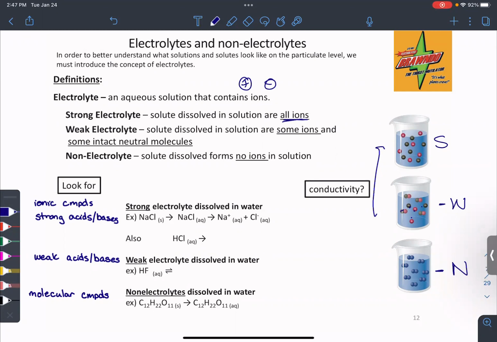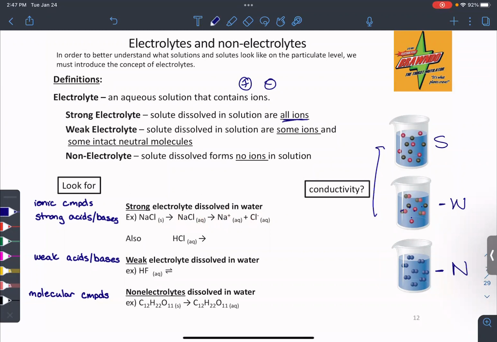So all of these things will always break up into ions. You can see the example here. NaCl, is that ionic? Yes, it is. So is it a strong electrolyte? Yes, it is. So what that looks like in solution is you take your NaCl solid, it becomes aqueous, but what this actually means is you have free sodium plus and chloride minus.